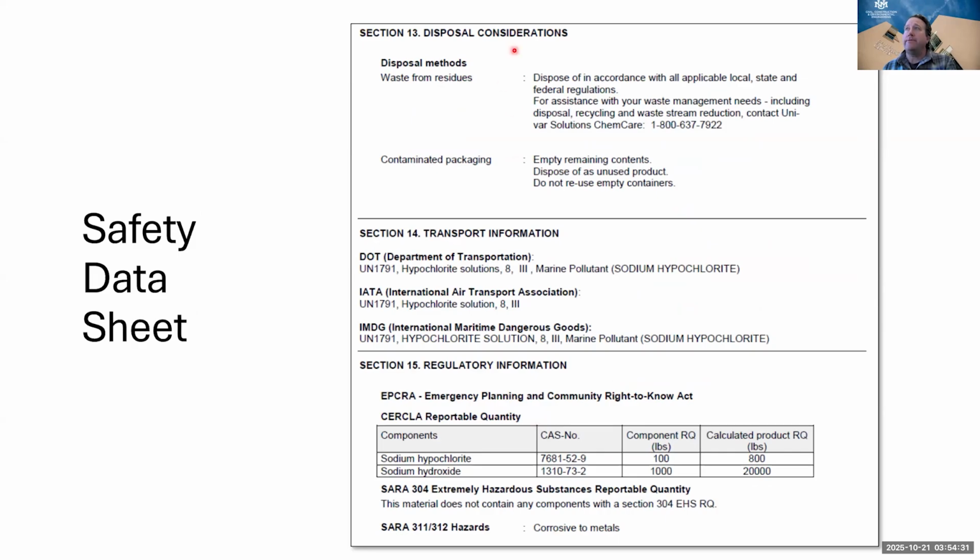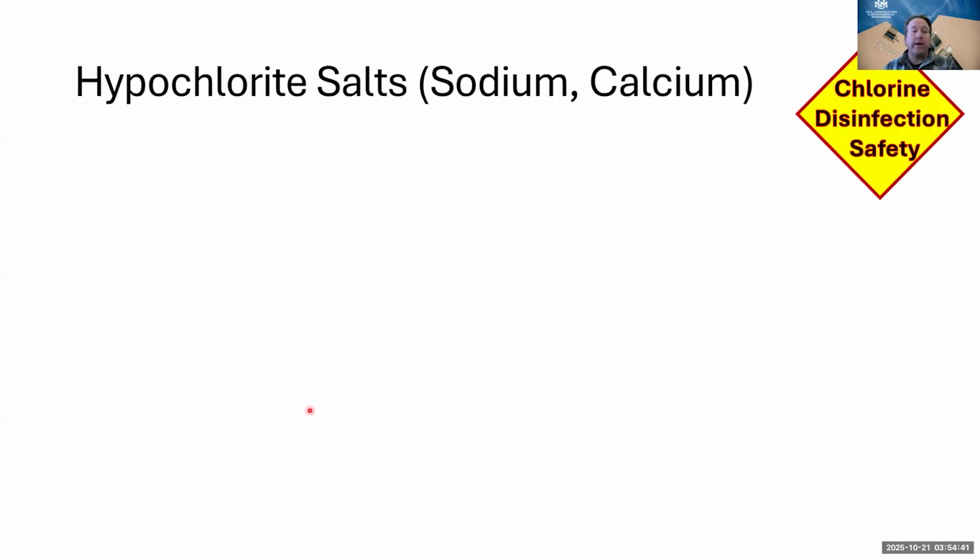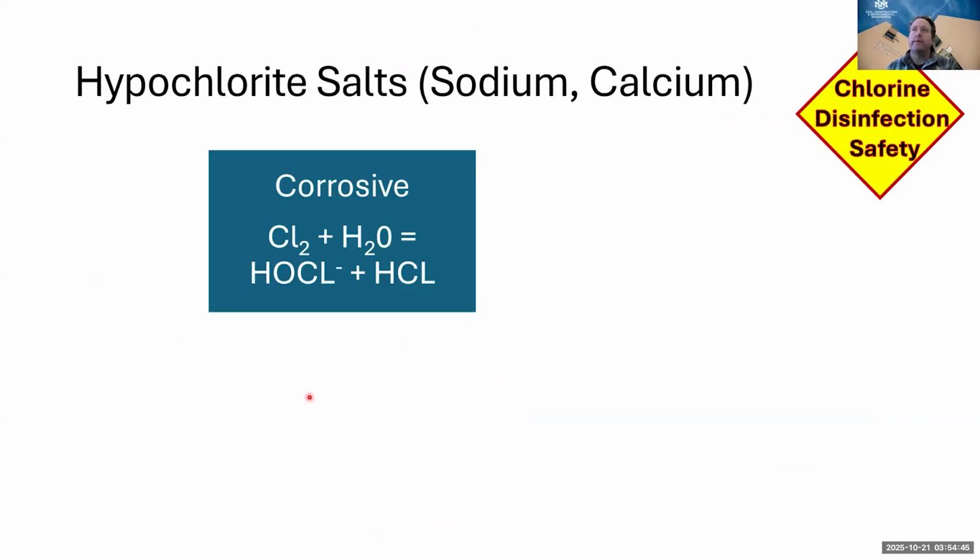Section 13 is all about those disposal considerations that you should consider when disposing of it, how you should transport it, and other regulatory information. So yeah, make sure you read the safety data sheet for the chemicals you work with.